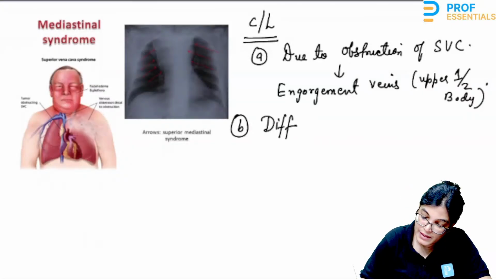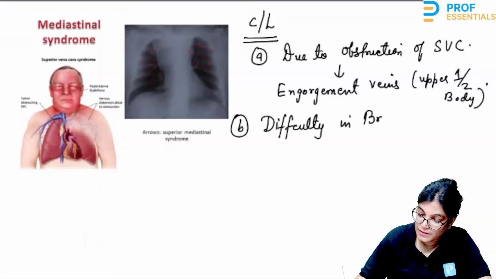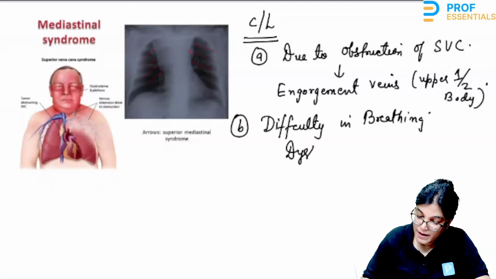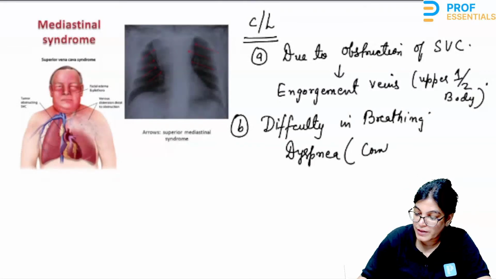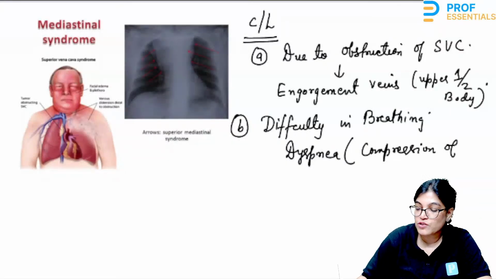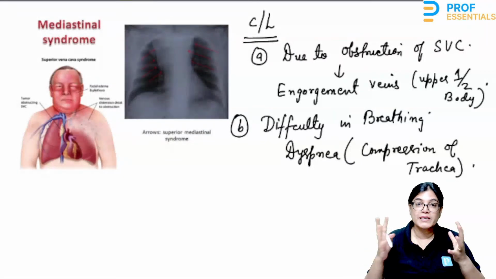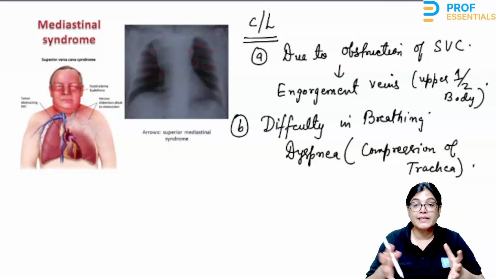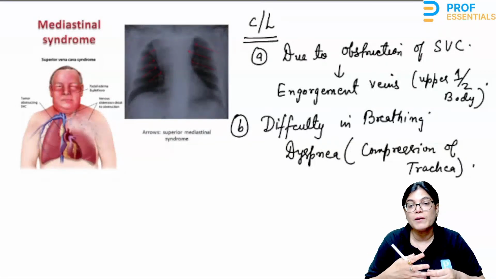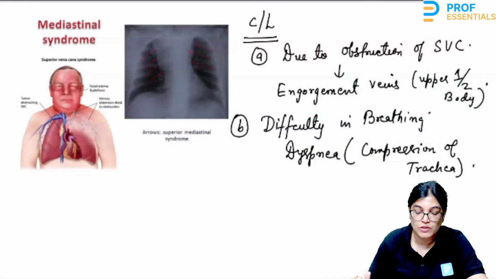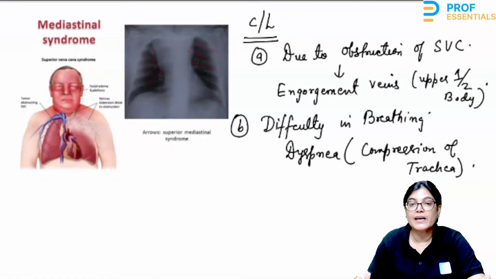Also, the patient can have difficulty in breathing due to compression of the trachea. That is the condition of dyspnea. We have already discussed that many important structures lie in the mediastinum, so any enlargement reduces the space in the mediastinum, whether due to tumors, bronchogenic carcinoma, or aneurysm. This can lead to obstruction or compression of many important structures. Compression of the trachea will cause dyspnea. Compression of the esophagus will cause dysphagia.